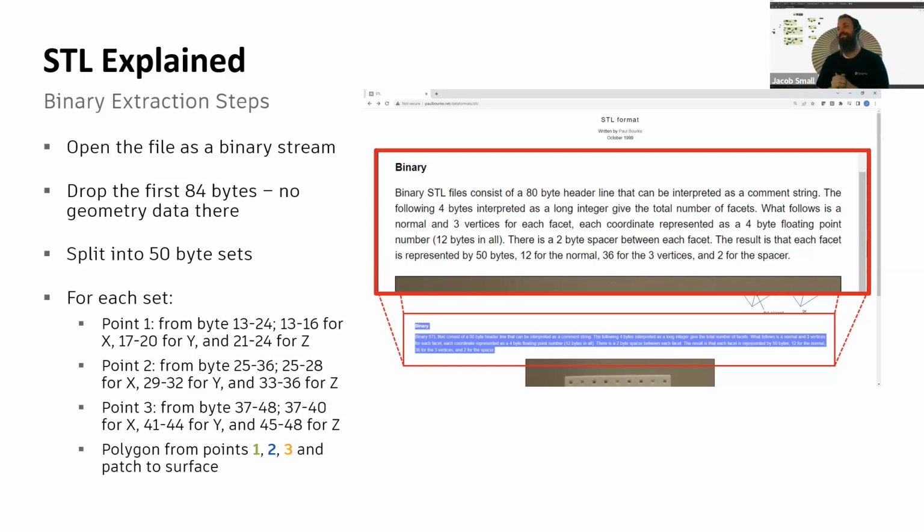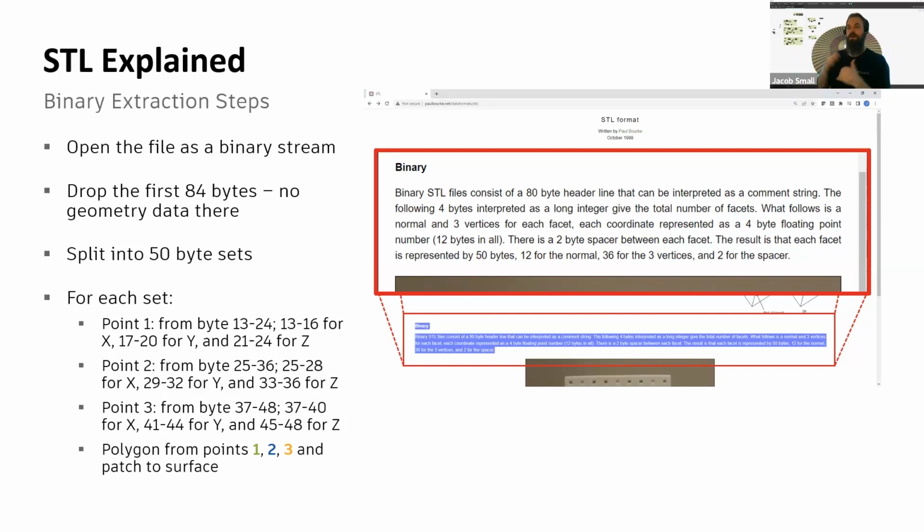So if I read the STL file format, we can actually see binary STLs consist of an 80-byte header line that can be interpreted as a comment string. The following 4 bytes are interpreted as a long integer value to give the total number of faces. And then what follows is a normal 3 vertices for each facet, all set up as 4 floating point numbers, 12 bytes in all for each. So 36 bytes for the 3 vertices gets us a face.